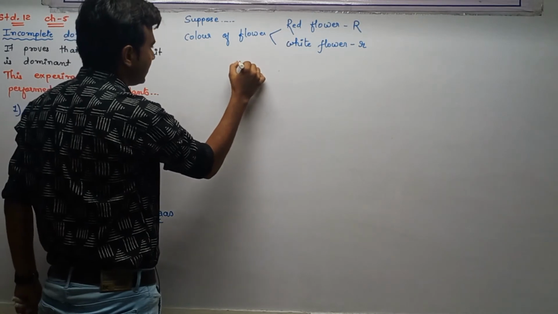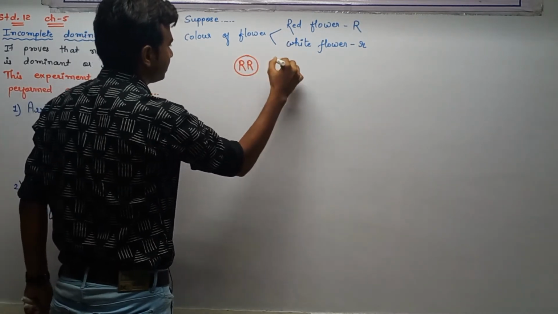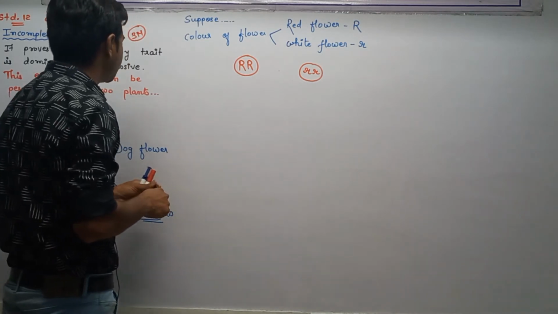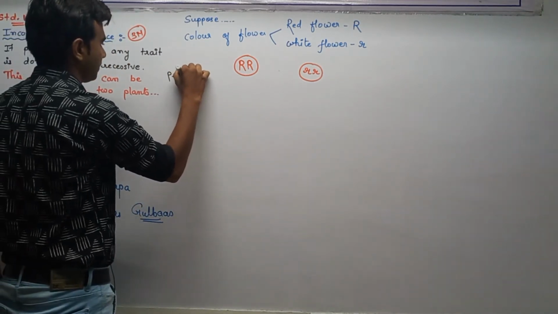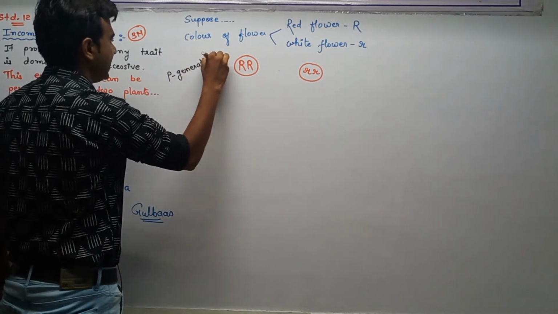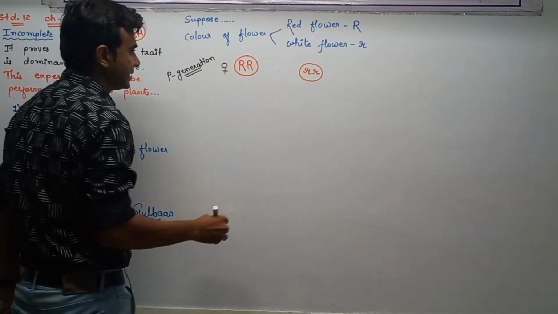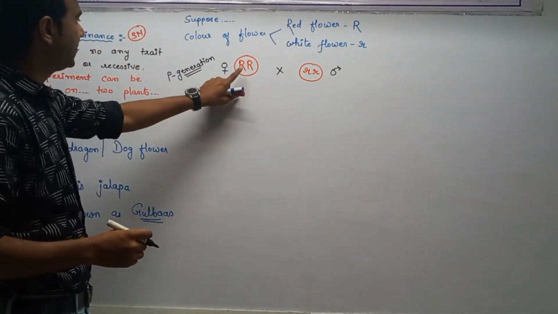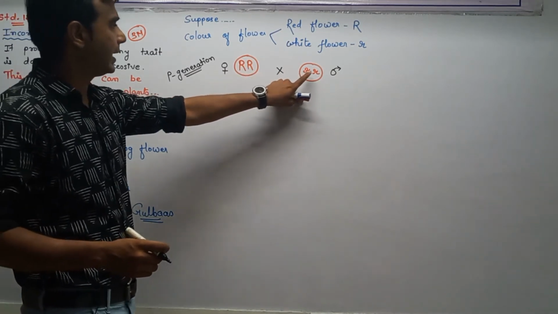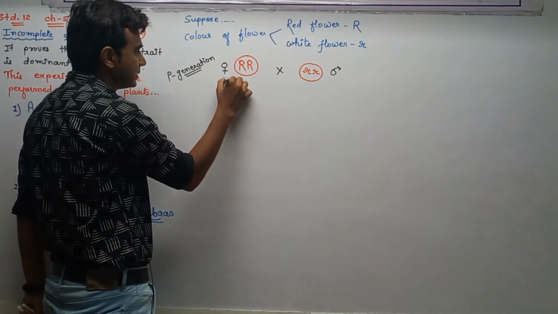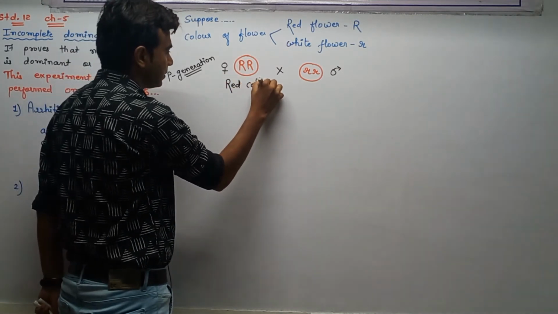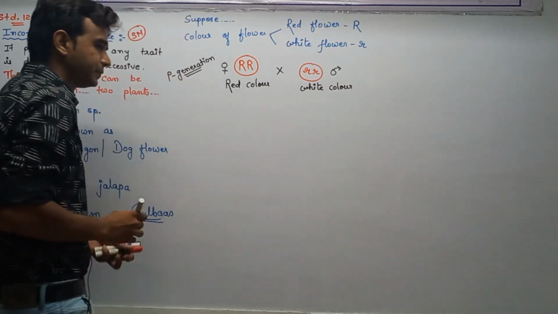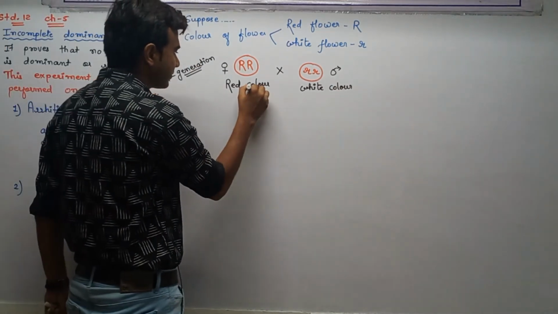So now we can select the two plants in the P generation, capital R crossed with small r. So here this is the P generation. Select one plant as a female and one plant as a male, and cross them with each other. So here you know the genotype is capital R and small r, and the phenotype is red color and white color. So now, as you know, we have to draw the unit square there.